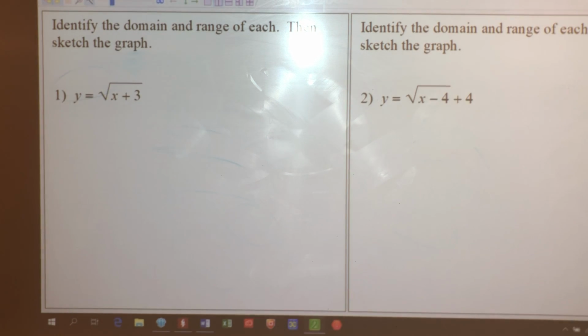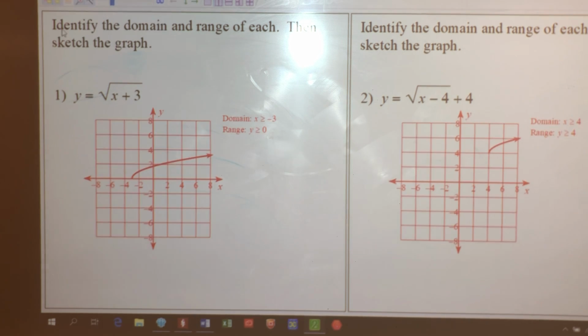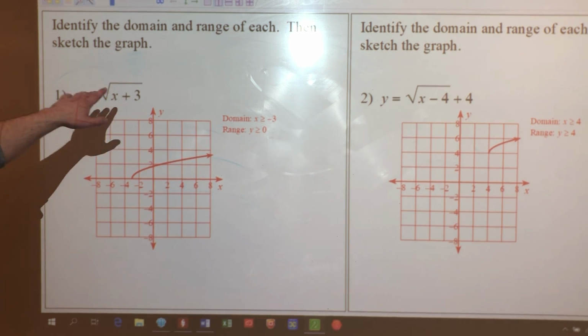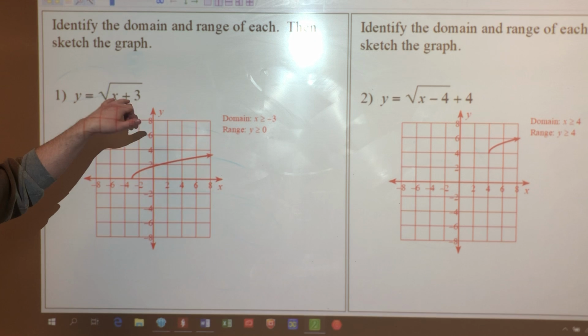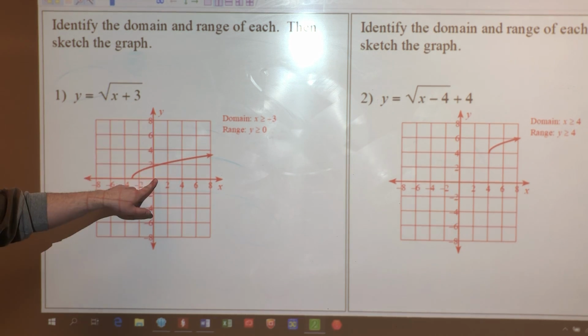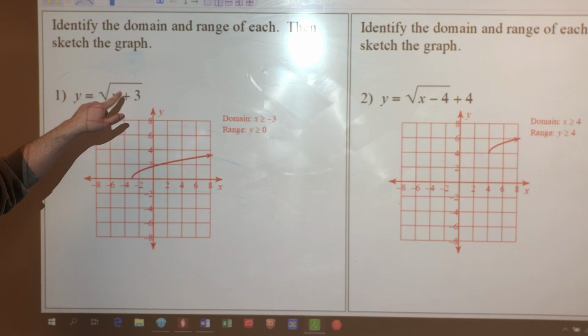So take a look here. Now, I'm going to show you these as answers because it's just a little bit easier to work with. On the first graph, y equals the square root of x plus 3, all I did here was what? I moved the origin point of this function from 0, 0 to negative 3, 0, because that's a left 3 shift.